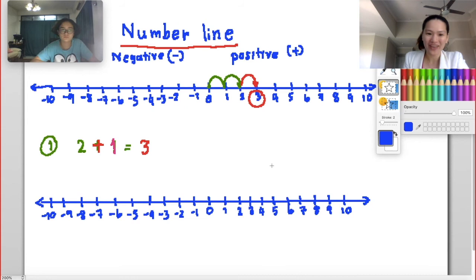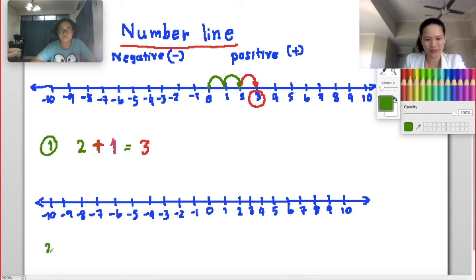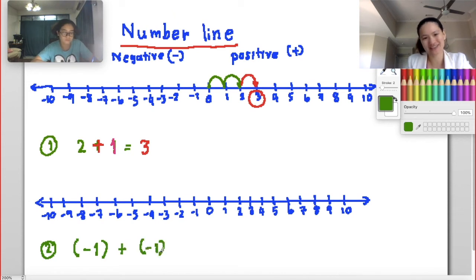Okay, Leila. Now I would like to show you something more interesting. How about number 2? How about we try to do minus 1 plus minus 1? Okay, let me show you how to do it. Are you ready, Leila? Yes. Leila, you guess what is the answer for minus 1 plus minus 1? If you're not really sure, how about we do it together?